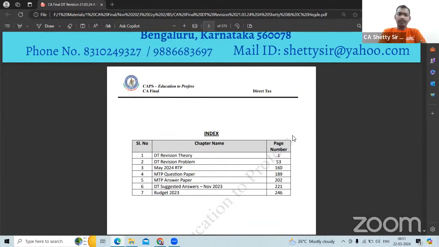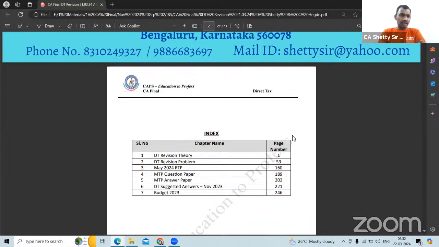Then the May 24 RTP is here, and the MTP question paper, just to look at the pattern. Not much difference, because as far as DT is concerned, November 23 exam or May 24, it is the same pattern, 70-30 ratio, unlike FR and SFM, where the pattern needs to be changed. Then the answer sheet is there, and the DT suggested answers of November 23, just to look at the format.